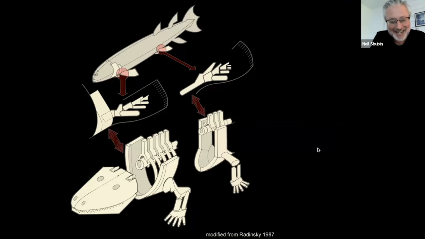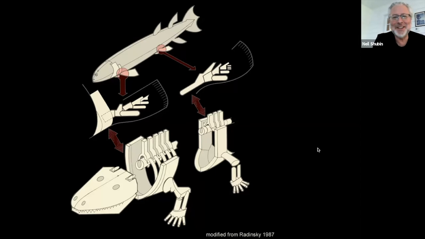This is a slide of the transition of what we knew about at the time, in cartoon form, of the transition from fish to land living animal, from fish to tetrapod. I remember looking at this slide thinking, how did fish evolve to walk? That's a first class scientific problem. I mean, so much has to change, the anatomy, the physiology, you name it.